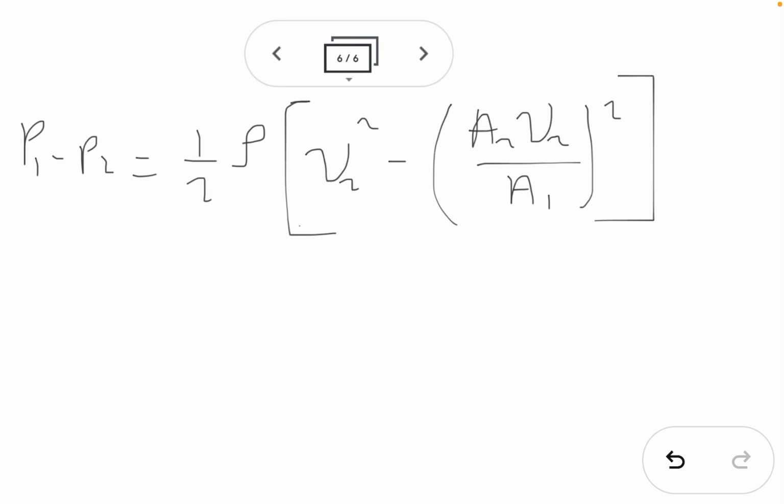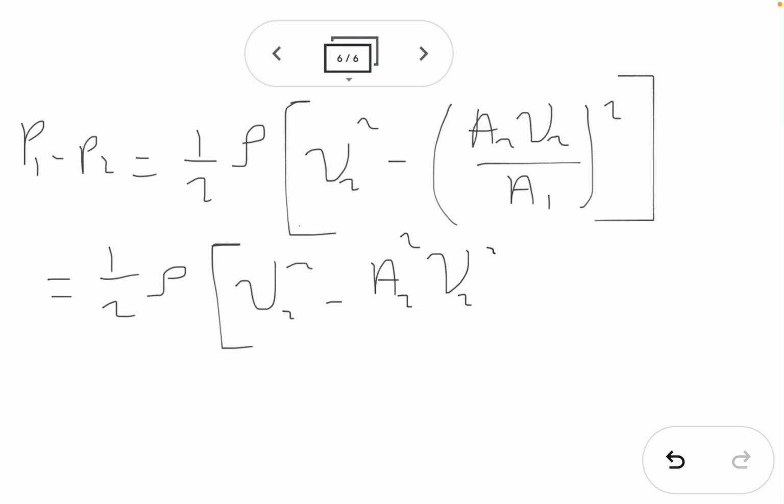So with this, let's just assume this guy is always on our left. We will just be carrying him along. So now we say this is going to be half rho multiplied by V2 squared minus A2 squared V2 squared over A1 squared. So we work around that.